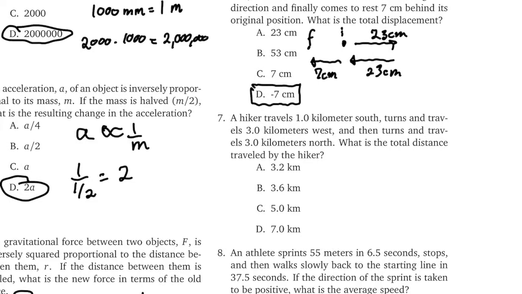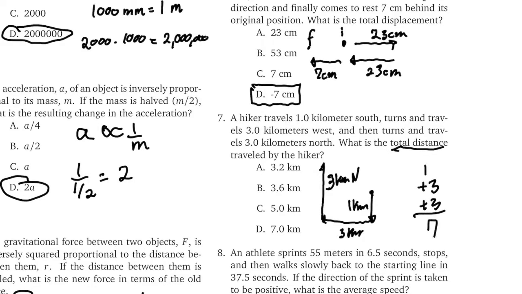All right, for number 3, the hiker starts, goes 1 kilometer south, turns, and travels 3 kilometers west, and then turns and travels 3 kilometers north. Now, since we're asked about the total distance traveled, all I have to do is add up how much total distance I went. So I have 1 plus 3 plus 3 for a total of 7 kilometers.